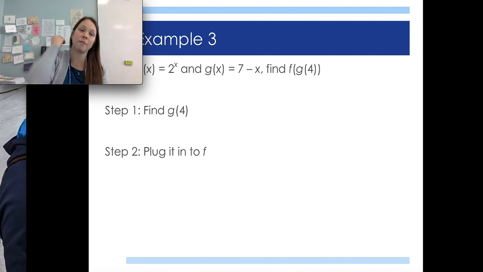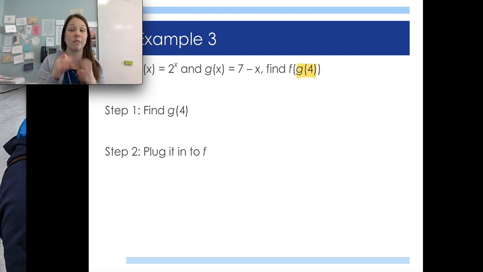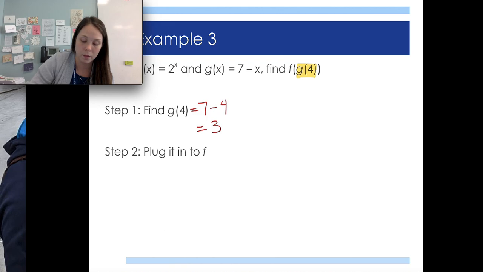So we're told f of x is 2 to the power of x and g of x is 7 minus x. We want to find f of g of 4. When I'm doing these problems, I always focus on what's going on the inside and then work my way out of the parentheses. So g of 4 is what's on the very inside of these parentheses. So that's the first thing I'm going to find, is I'm going to plug 4 into function g. So 7 minus 4 and get 3.